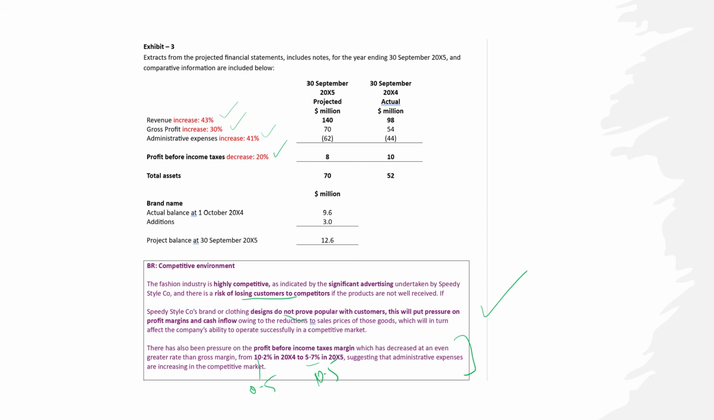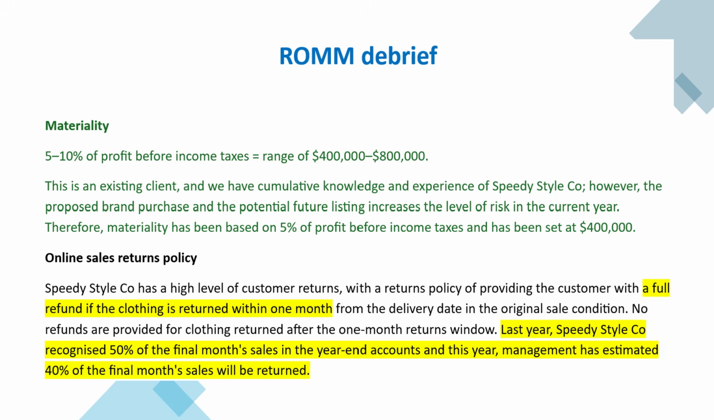So these were the business risks that you could link to the scenario. Remember, I'm going to allocate time and I'm going to write as much as I can within those 15 minutes, making sure I identify, explain the implication, and then evaluate. We're going to use the same information, but this time around, talk about the risk of material misstatement.